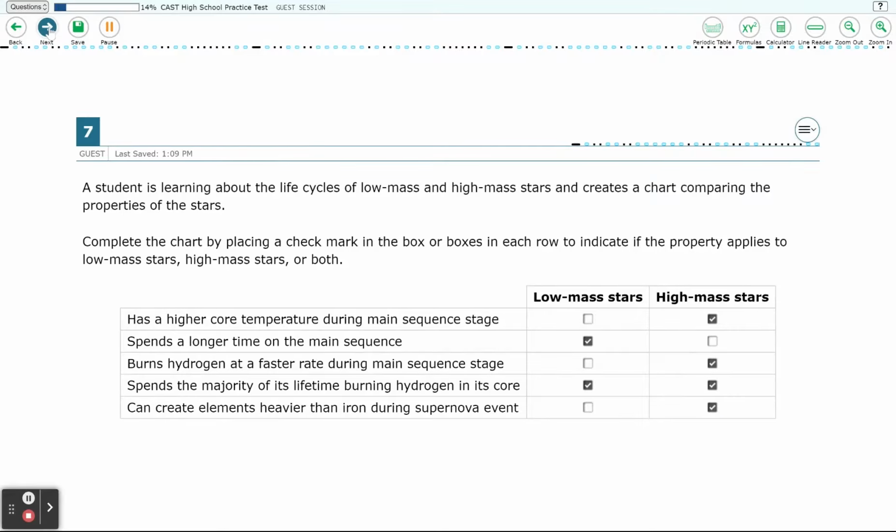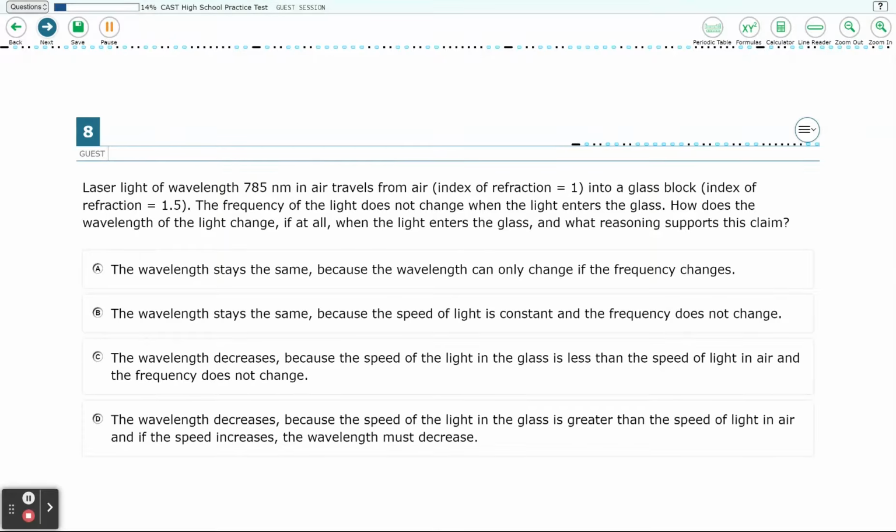All right, let's head on to question number 8. Laser light of wavelength 785 nanometers in air travels from air, index of refraction equal to 1, into a glass block, index of refraction equal to 1.5. The frequency of the light does not change when the light enters the glass. How does the wavelength of the light change, if at all, when the light enters the glass? And what reasoning supports this claim?